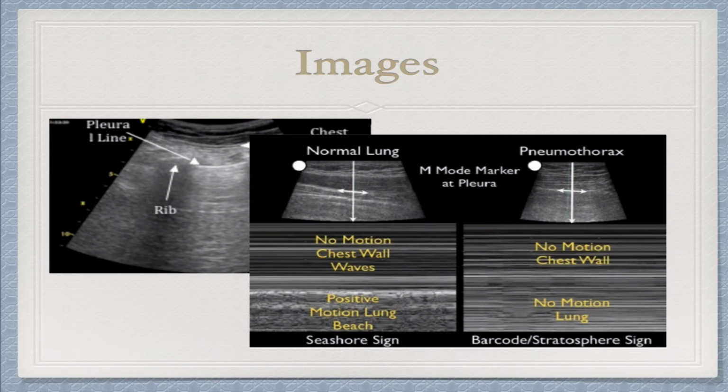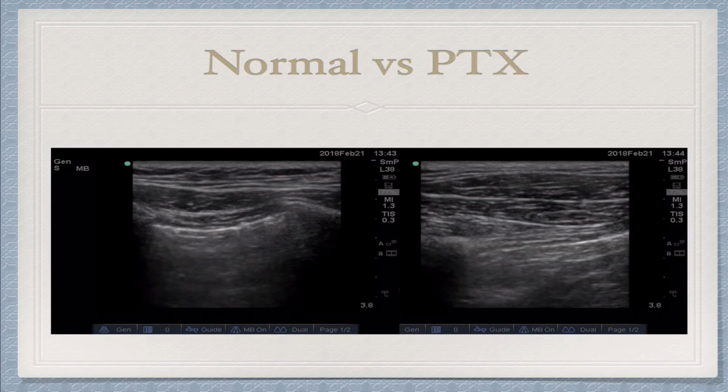We call that motion mode in a normal lung the seashore sign because it looks like waves crashing in on the beach. On the right-hand side, in contrast, if you drop your motion mode line down through the lung in a patient with a collapsed lung or a pneumothorax, you're going to see similarly no motion up above where the chest wall is, but then you're also going to see no motion down below where the lung is. This is called barcode sign, where you've basically just got straight lines going all the way across, demonstrating an absence of motion in the lung.